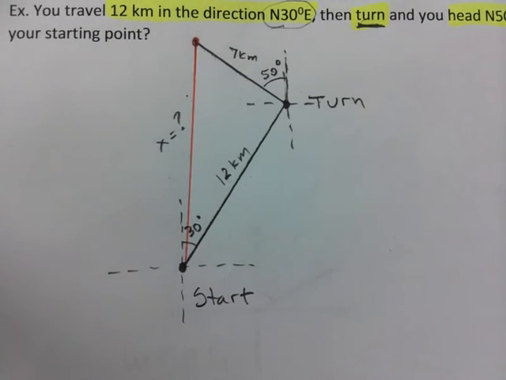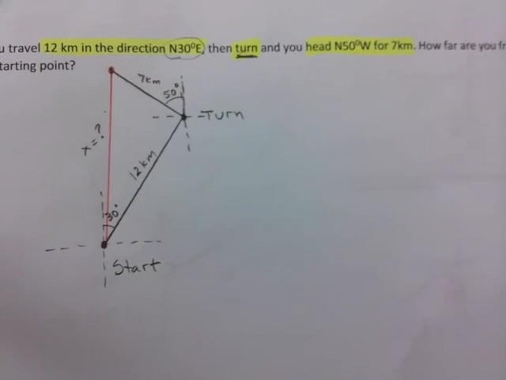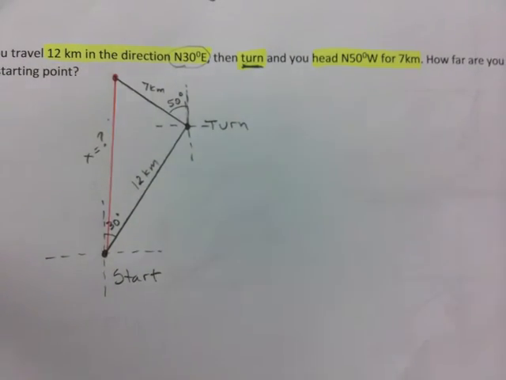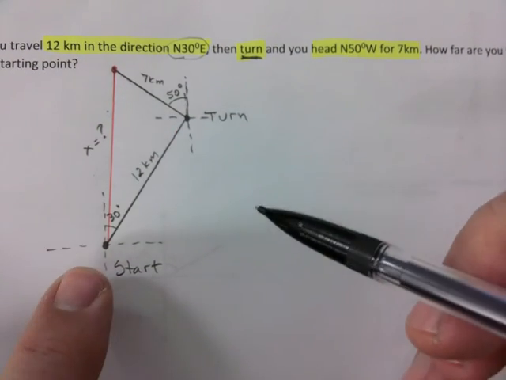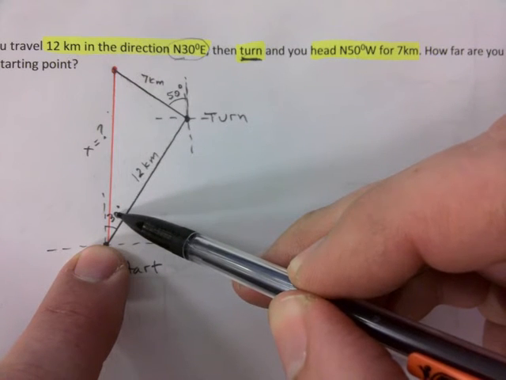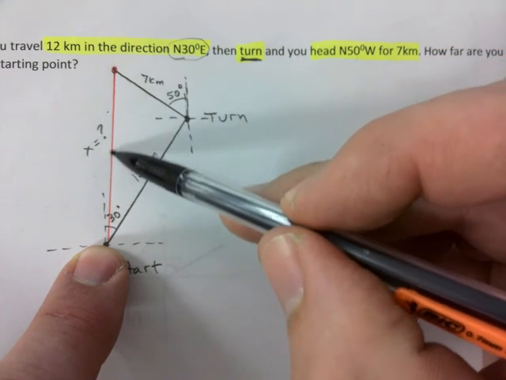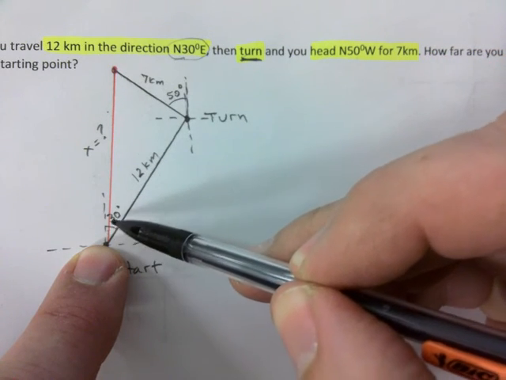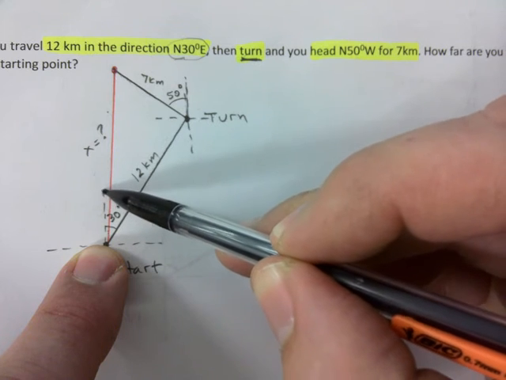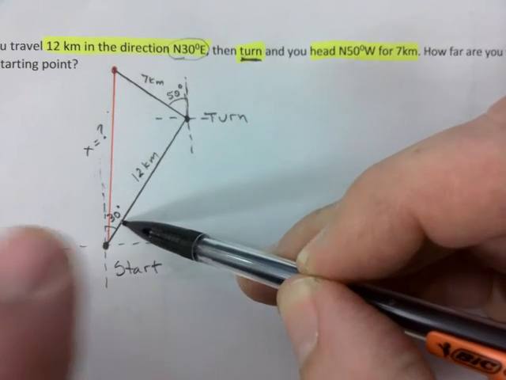Hold on, we're not done yet. But Mr. Dirksen, it's so hard. I'll guide you through it. Question, is this 30 part of the triangle? No. By doing what I just told you to do, I made sure you understand that 30 is between this dashed line here and this side. So it's not inside the triangle.